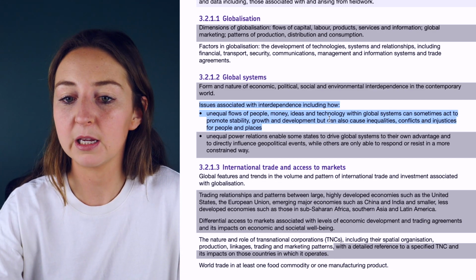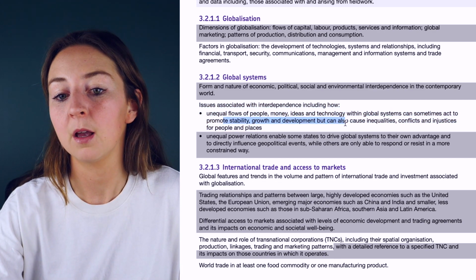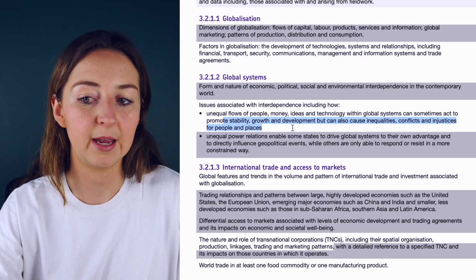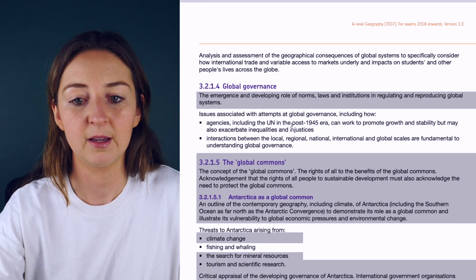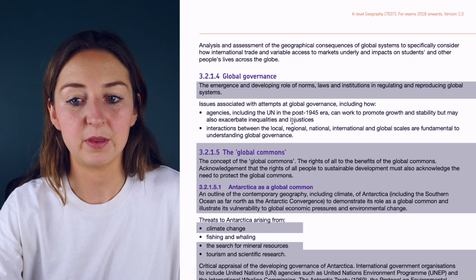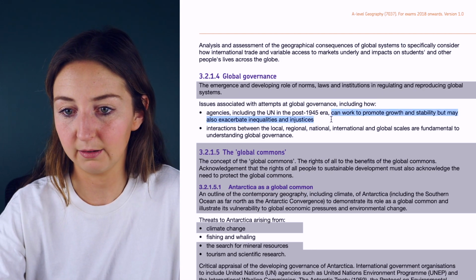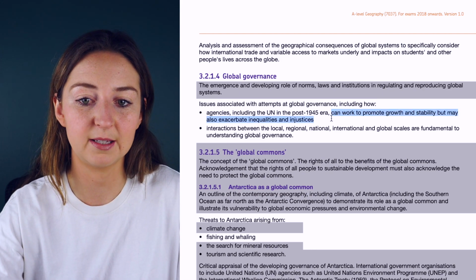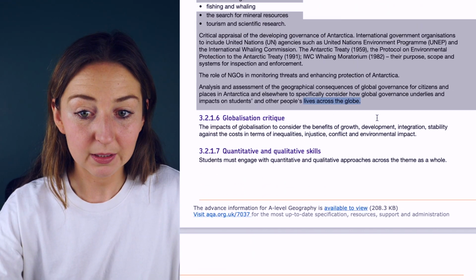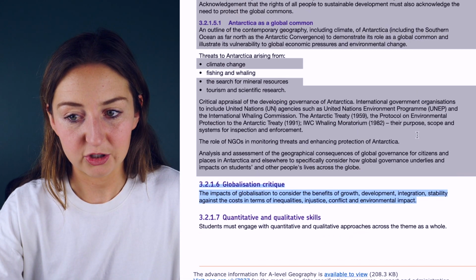So here we have unequal flows of people, money, ideas, promoting stability, growth and development, but also causing inequalities, conflicts, injustices. And then as you go down here, there's also issues associated with attempts of global governance. Again, how you can promote growth, stability, but exacerbate inequalities and injustices. And also included is the globalization critique.